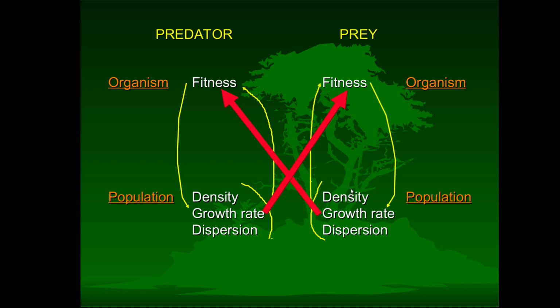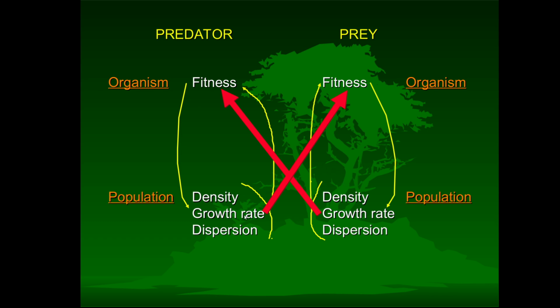Okay, here we go. We consider the Lotka-Volterra model for the simple predator-prey interaction. So the conceptual framework is the same as before. We have two populations, this time a predator and prey. And within each population are organisms with the property of fitness, a property of organisms and not populations. And at the population level of organization, we have again density, growth rate, and dispersion.